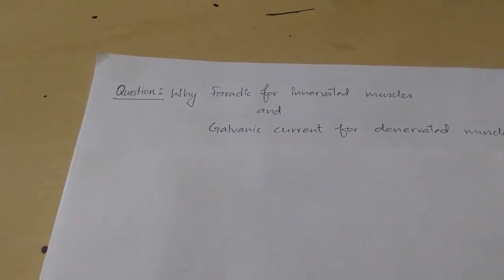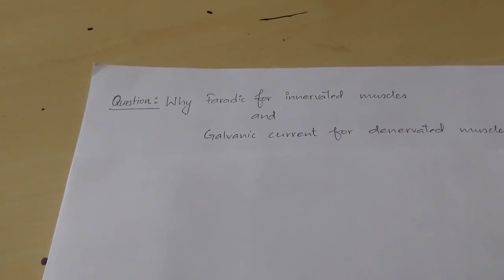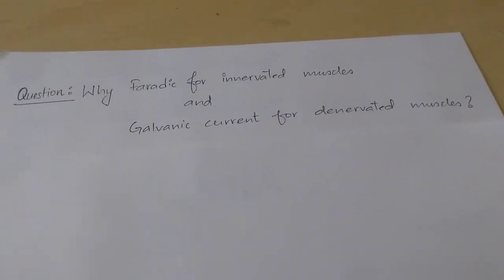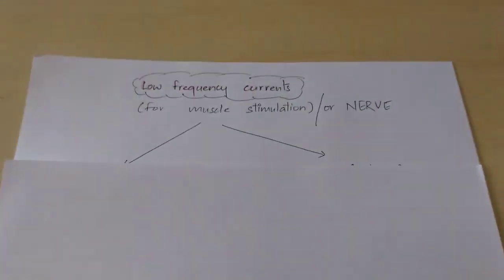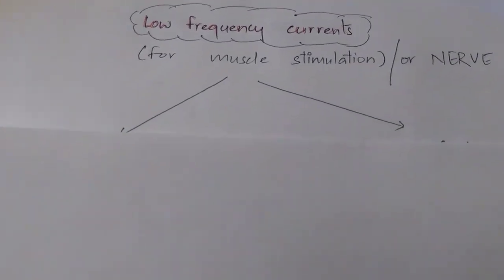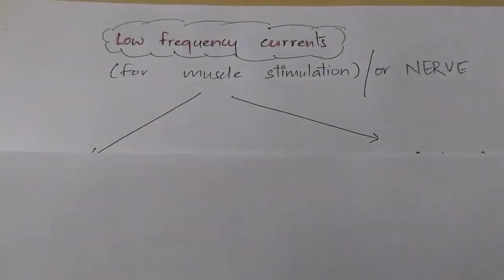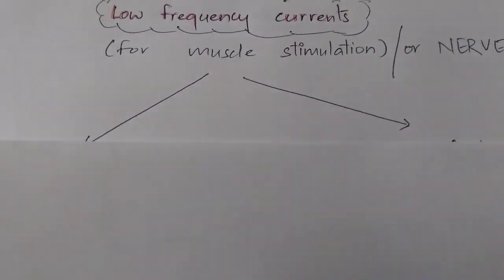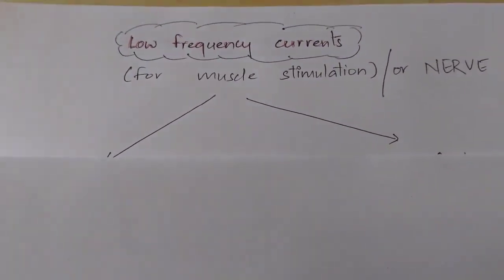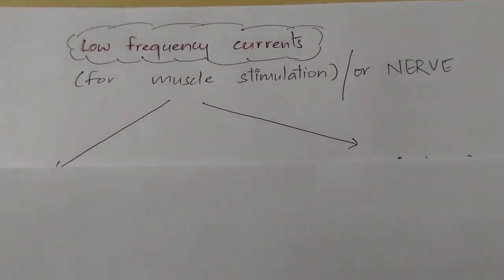Before moving on to the particular use of Faradic and galvanic current, we'll just see the different characteristics and the differences and similarities between Faradic and galvanic current. Now, low frequency currents. By low frequency currents, we mean the currents with frequency less than 1000 Hz, and particularly if we talk about galvanic and Faradic current, these currents have a frequency lesser than 100 Hz. So why do we use these particular frequencies less than 100 Hz?